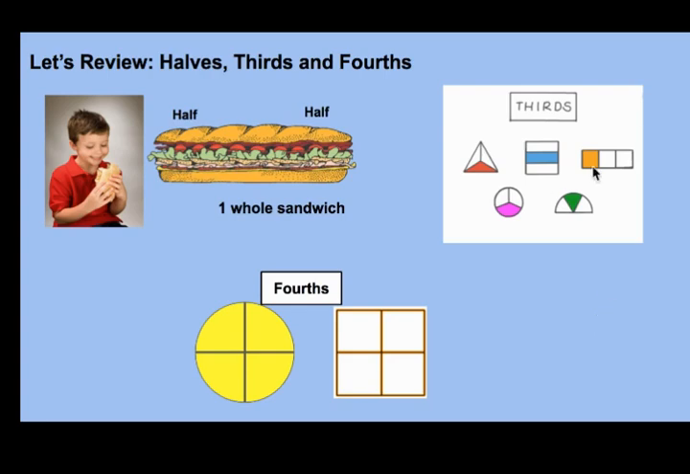And then remember we talked about thirds, right? Thirds is when something, an object or a shape, is cut into three equal parts. When you put those three parts back together, it makes one whole. And lastly, we also learned that fourths is when a shape is equally divided into four equal parts. And when you put those back together, it equals one whole.